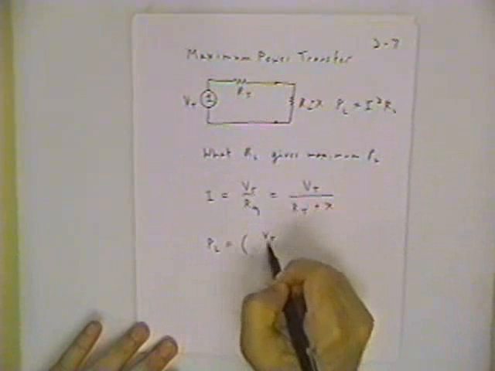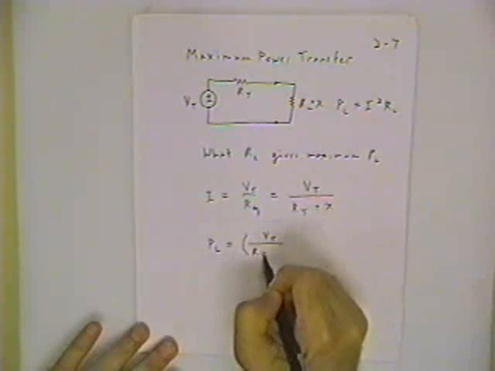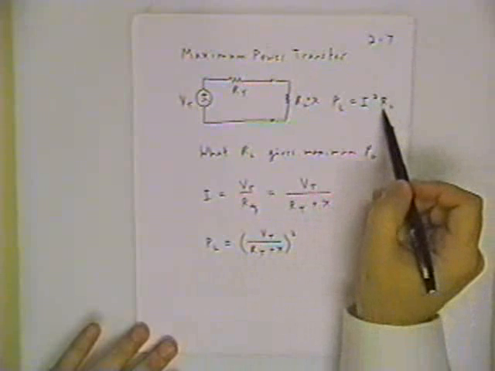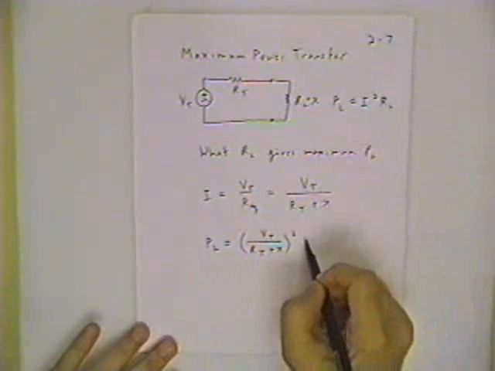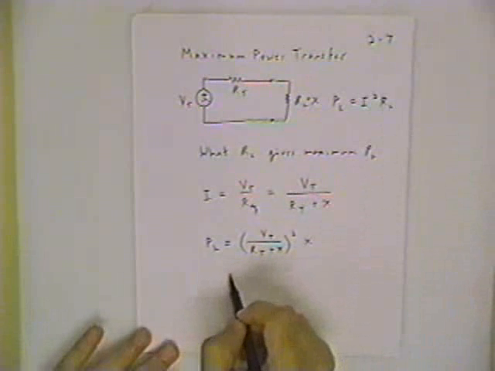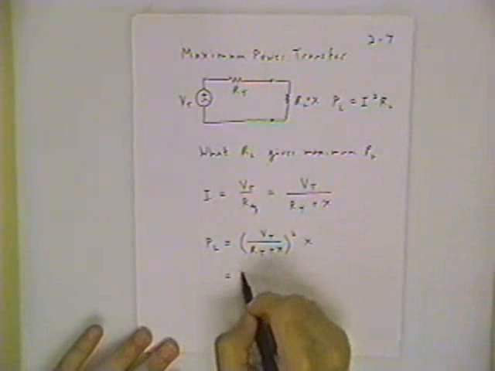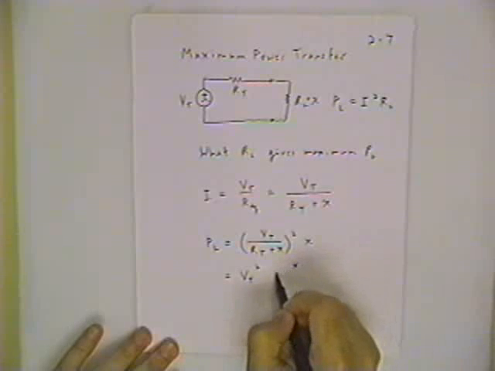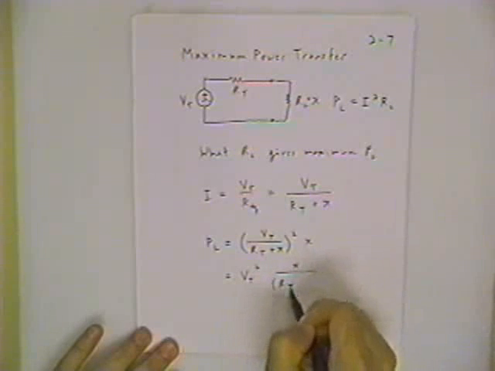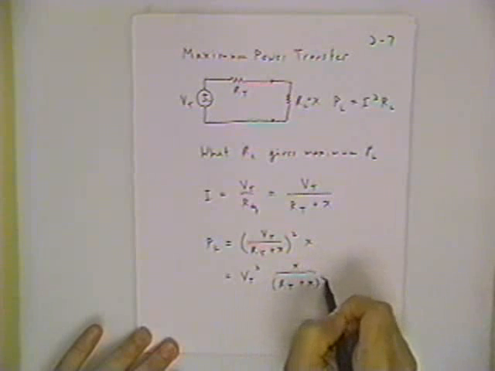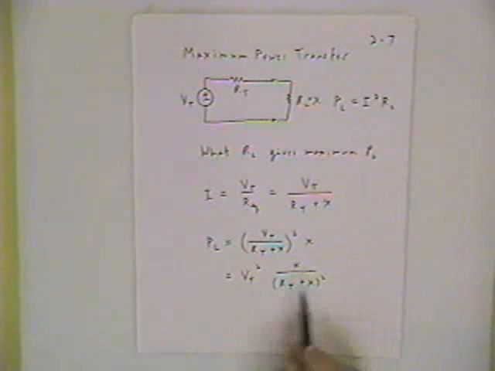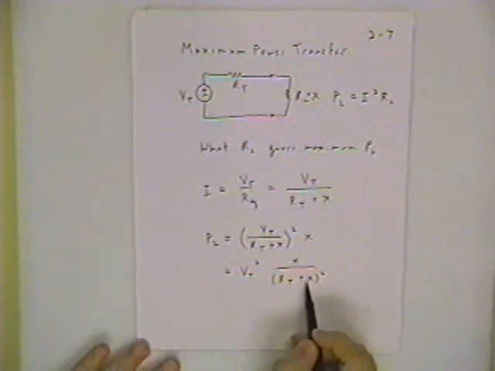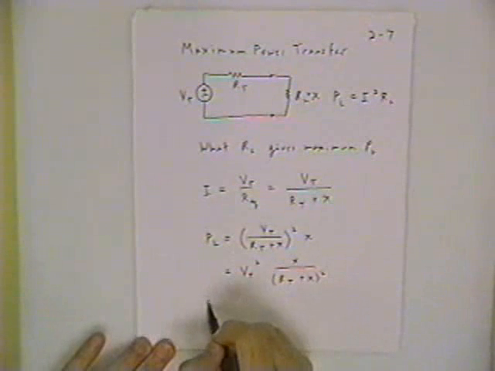Well, let's put that into the expression for power into the load. You've got I squared, VT over RT plus X, squared, times, and now I want to also use the RL symbol here. I want to substitute for X. Well, it's pretty clear now that we've got a function of X. It says we've got X divided by RT plus X squared. And you all know how to find the maximum value of P sub L. It would occur when the derivative of this expression is equal to 0.